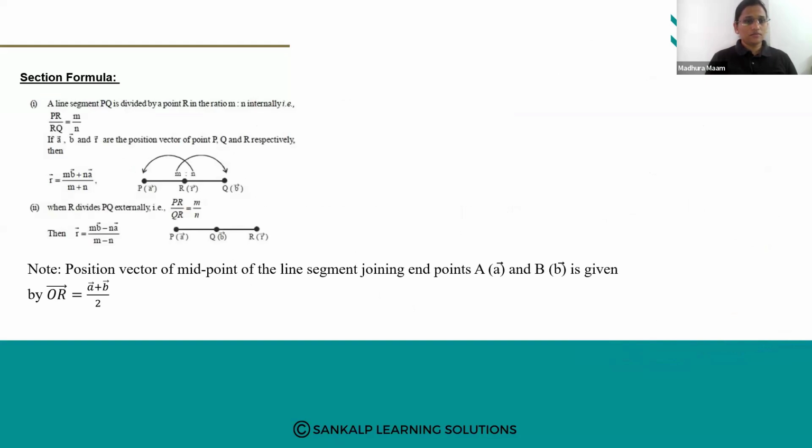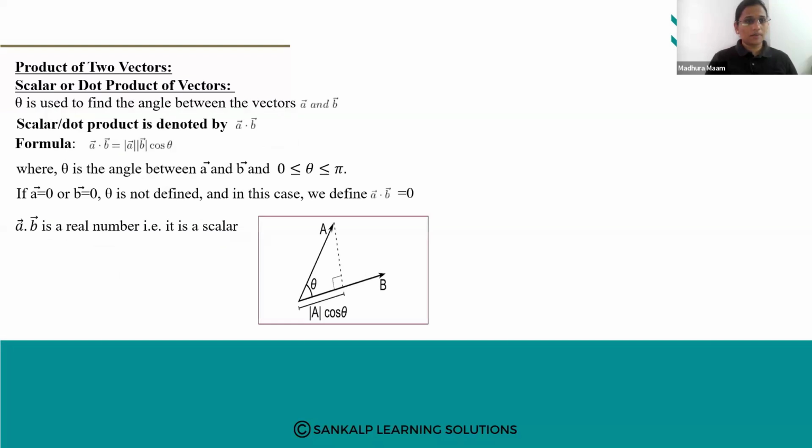Next, this you will do in your regular class. This requires the derivation. Next we'll go to the very important part of your vector algebra. Okay, this is a very important part of your vector algebra. Till here, any doubts to anyone?